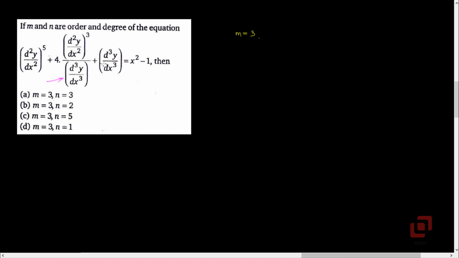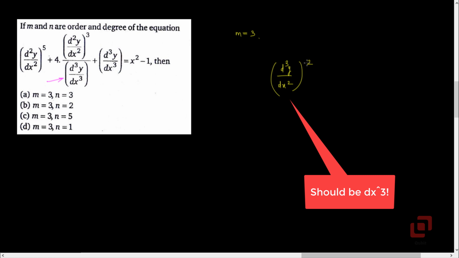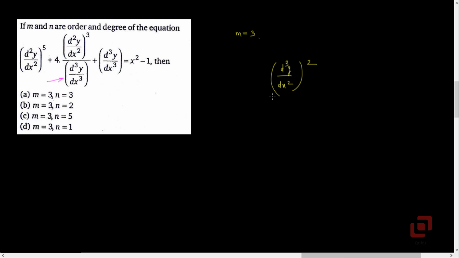If you multiply the entire differential equation by d3y by dx cube, this term here will acquire the form d3y by dx squared raised to 2. As we have already determined the order of the differential equation, we are now interested only in the power of d3y by dx squared, and that is 2. Hence, the degree of the differential equation n will be equal to 2. Hence, it is option B.